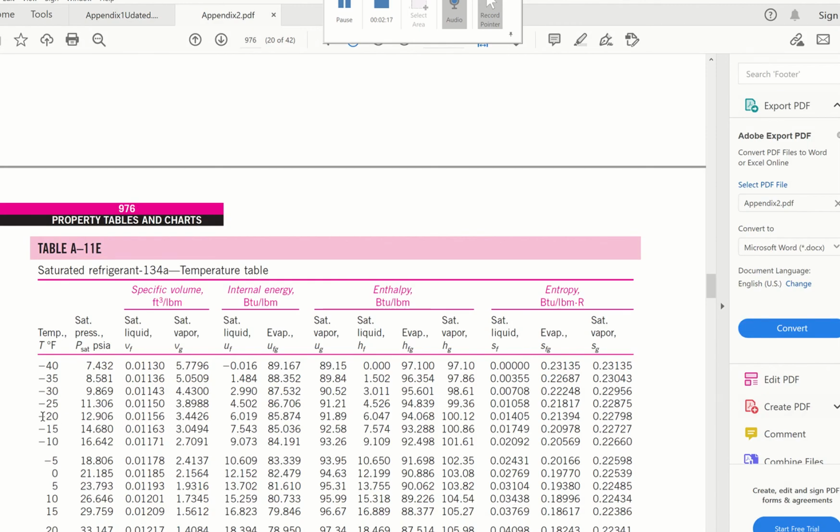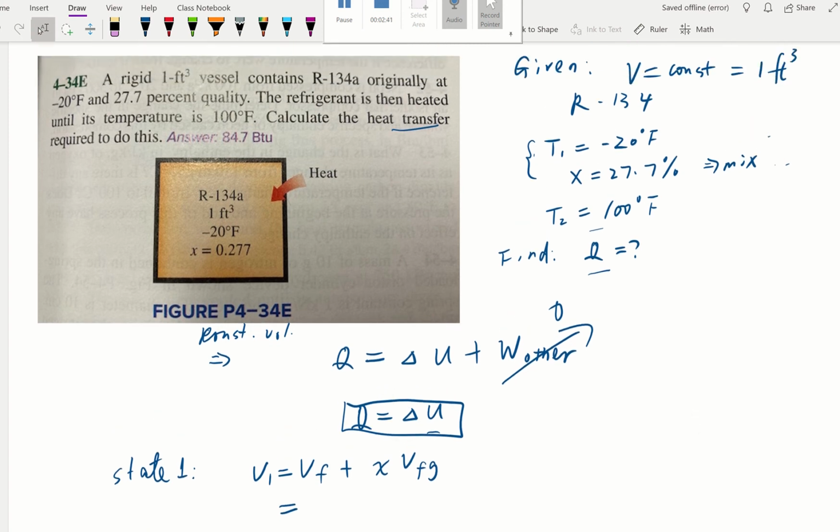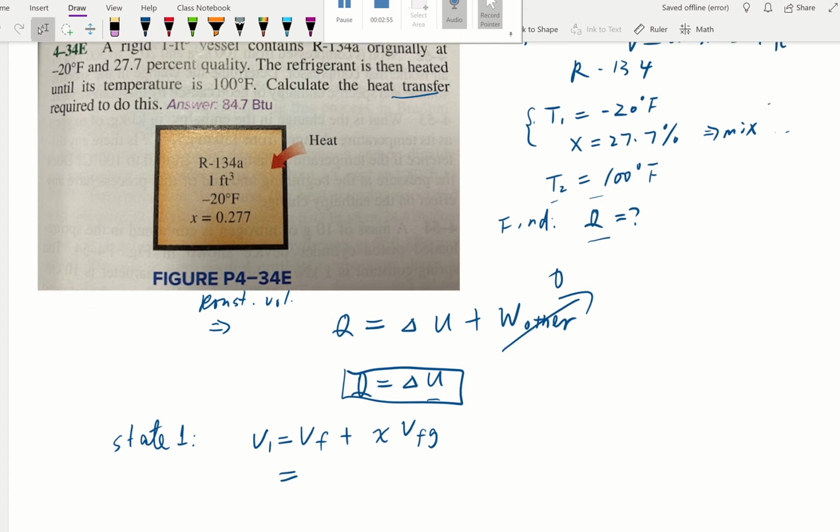So at -20 Fahrenheit, we're going to figure out the U. UF will be 6.019, and UFG will be 85.874. So bring that here. Here I'm actually calculating V, because for the second property at state 2, you have temperature 100 Fahrenheit, but you need a second property. Where is that second property coming from? It's coming from V1. So V1 is required, as well as U1. So we start with V1 then.